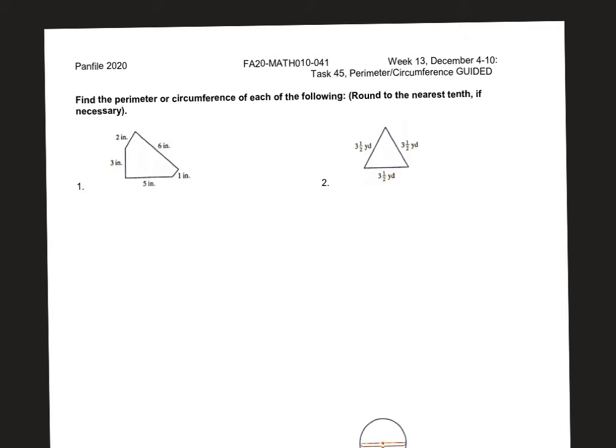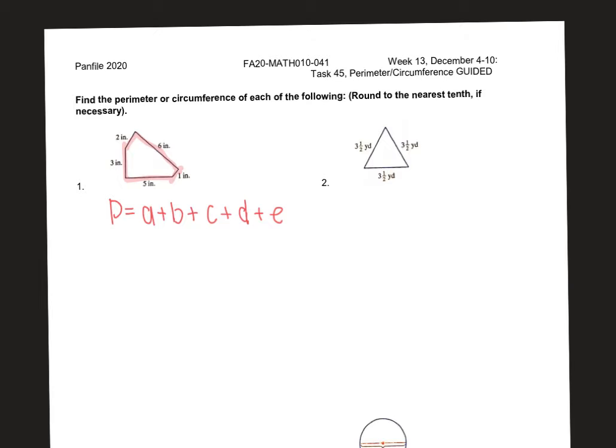so here we have 1, 2, 3, 4, 5 sides, which means when I write my formula, which I have to in order to show your work, you have to write your formula, okay? Perimeter equals 1, 2, 3, 4, 5 sides. So we're going to have A plus B plus C plus D plus E. You must have this step.